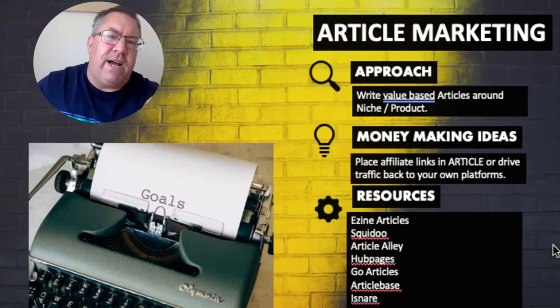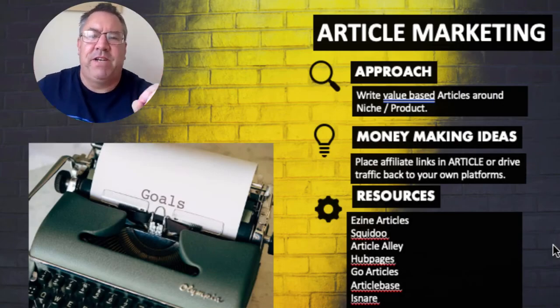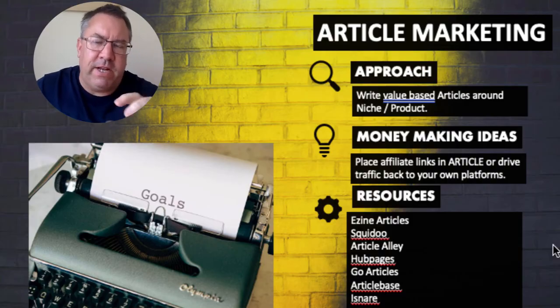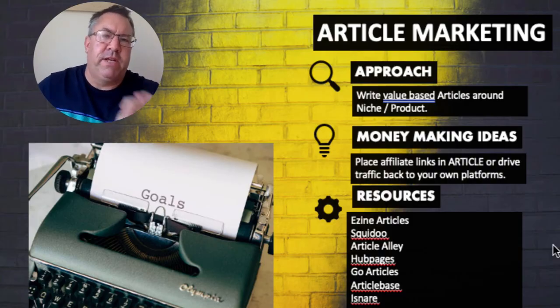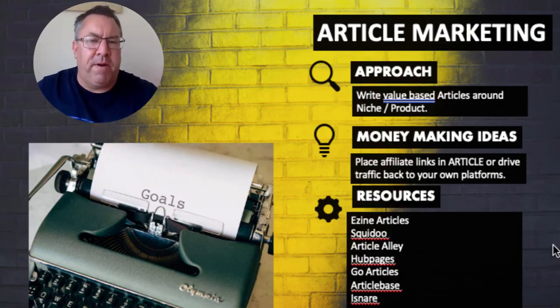So the next one, and I've left it last because it's not quite as popular as in the good old days, right? But article marketing, the approach is you write value-based articles around a niche or product, and you publish them with the links in the actual articles. So sometimes you can put the links in the signature. You might be able to add links into the actual article itself, depending on the platform.